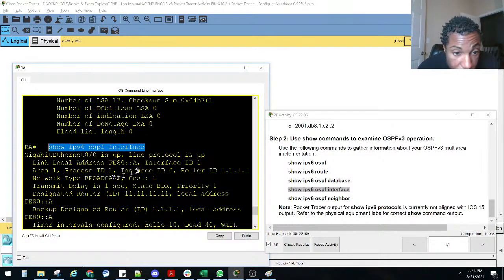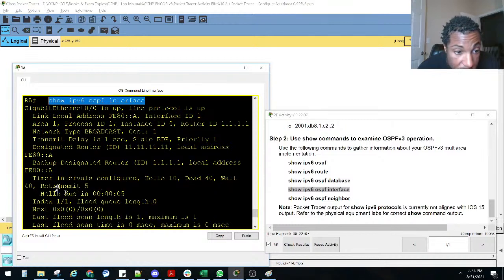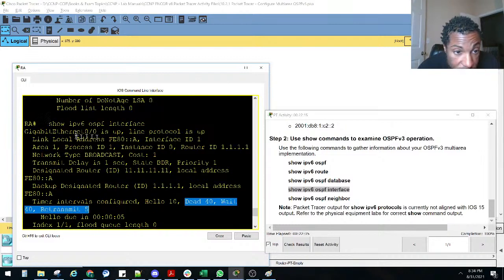Show IPv6 should be there, right? Because we see right there, timer intervals configured. Hello 10, dead 40, wait 40 also. That is for what interface? That's for gig 00. What else we got?